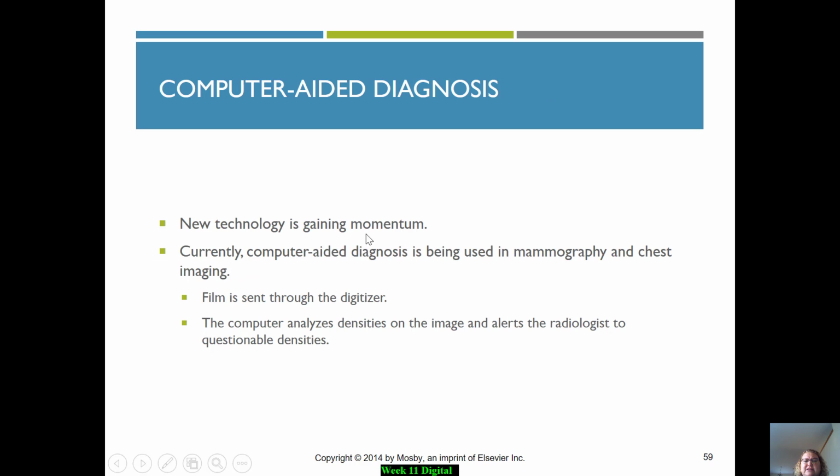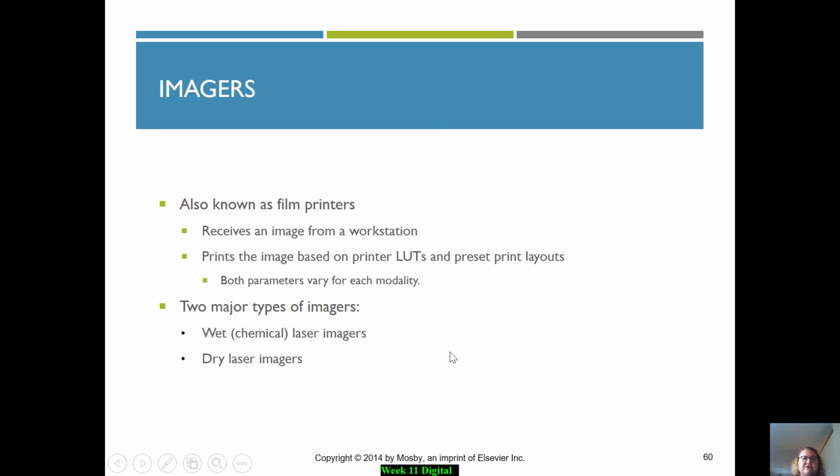So new technology, we have computer-aided diagnoses that are being used in mammography and chest imaging. You've started talking about those artificial intelligent agents that we can use to read reports. So if they're looking for pneumonia, the programming in the computer is designed to pick that up. So there are some new upcoming devices that are being used.